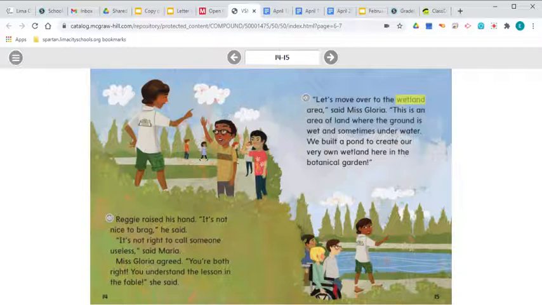So she told them a fable, and they said that the lesson they learned from the fable, because remember, fables teach lessons, is not nice to brag, and it's not right to call someone names like useless.